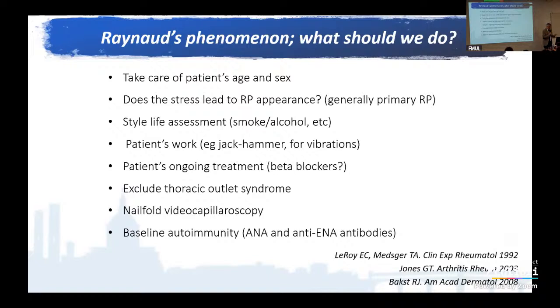This is important. We should consider if the patient started beta blockers, because beta blockers may cause peripheral vasoconstriction and might lead to the occurrence of Raynaud phenomenon. We should exclude the thoracic outlet syndrome. That is not so rare, not at all. In particular, also in young people it is very, very common. But the most important point as a rheumatologist is that we should perform nailfold video capillaroscopy, at least a baseline autoimmunity.